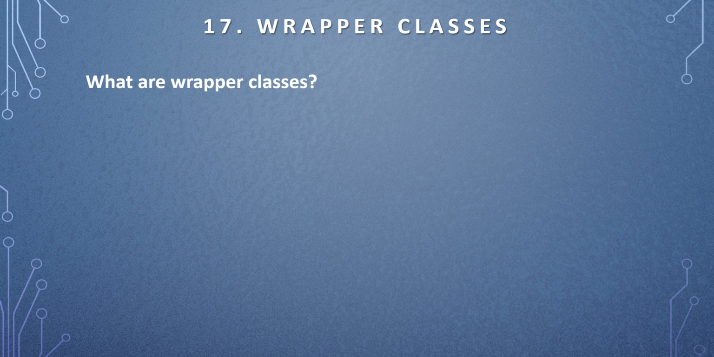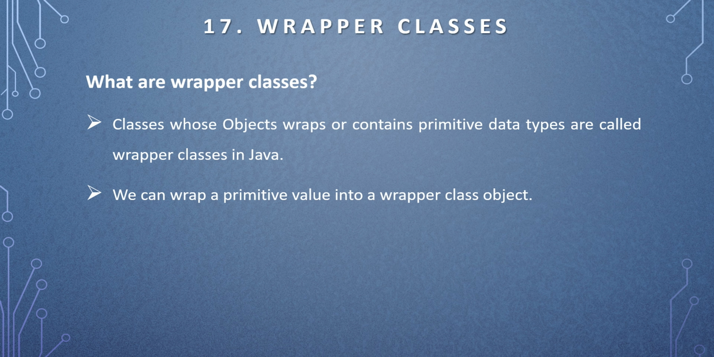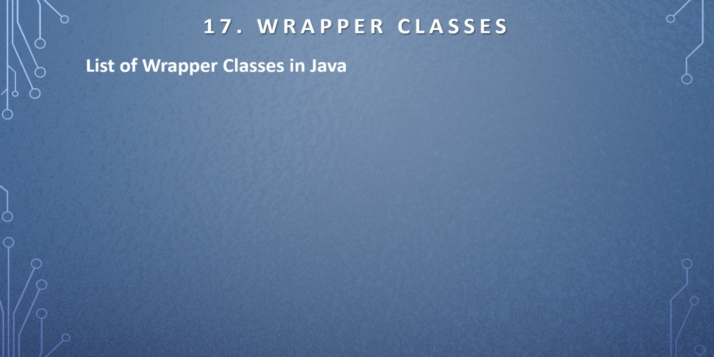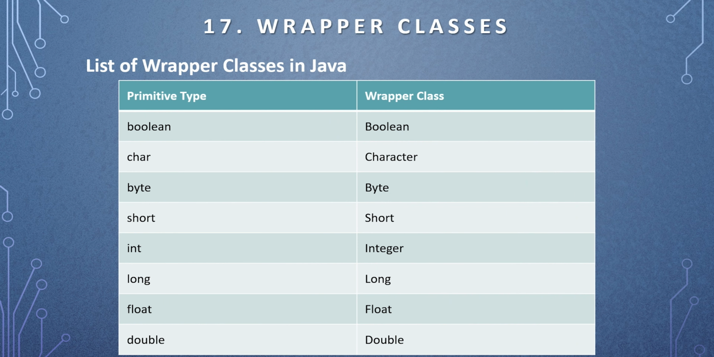What are wrapper classes? Classes whose objects wrap or contain primitive data types are called wrapper classes in Java. The wrapper classes provide the ability to convert a primitive value into an object and vice versa. Whenever an object is created for a wrapper class, it can store primitive data types. That is, we can wrap a primitive value into a wrapper class object. The java.lang built-in Java package contains 8 wrapper classes, each one for the available primitive data types.